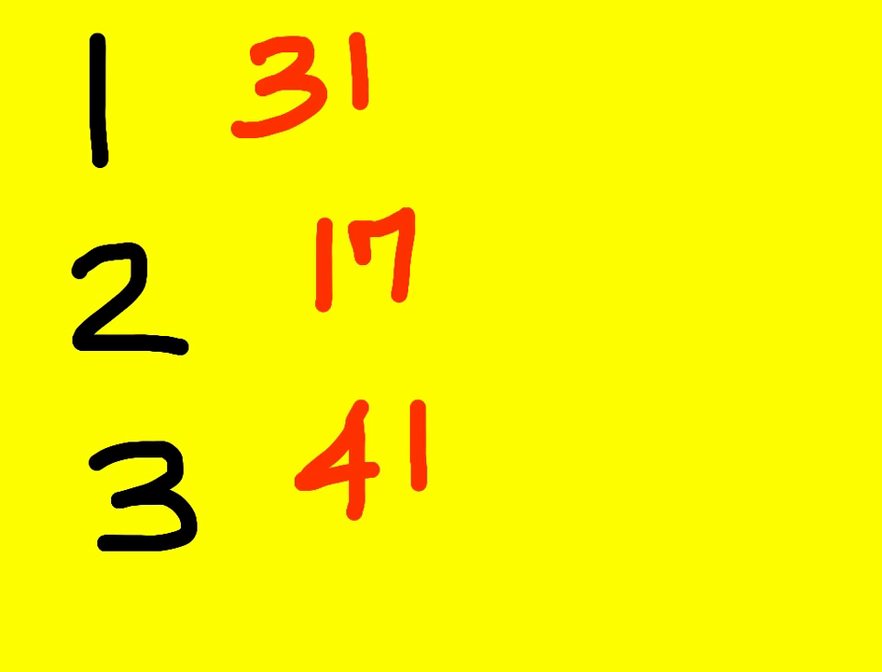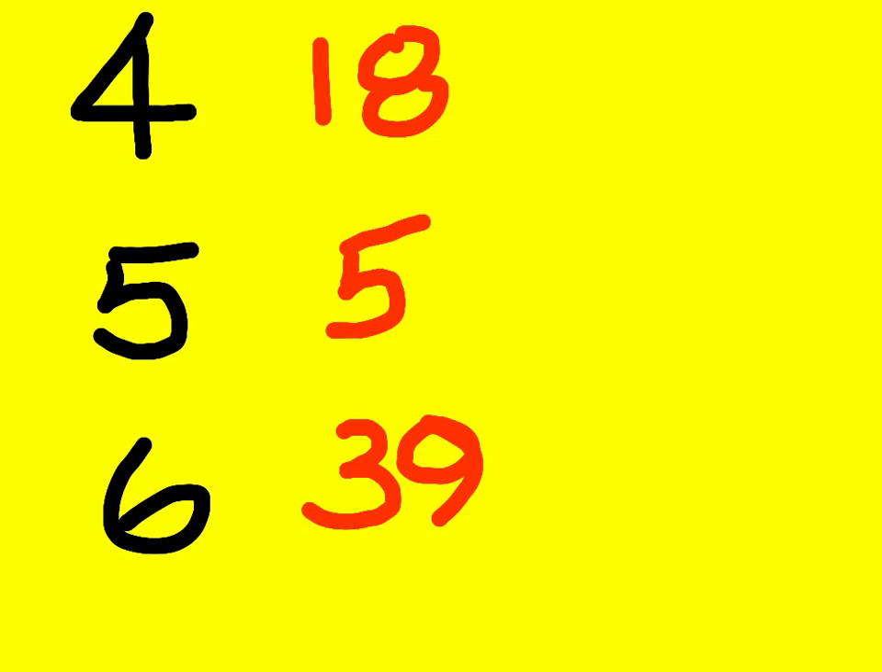The answers for 1, 2, and 3 are 31, 17, and 41. The answers for 4, 5, and 6 are 18, 5, and 39. If you have all 3 right, come up and get some money.